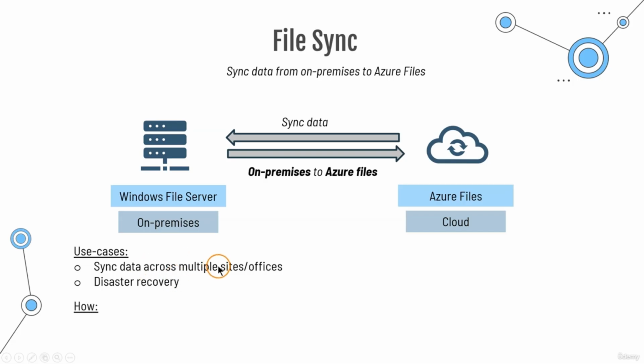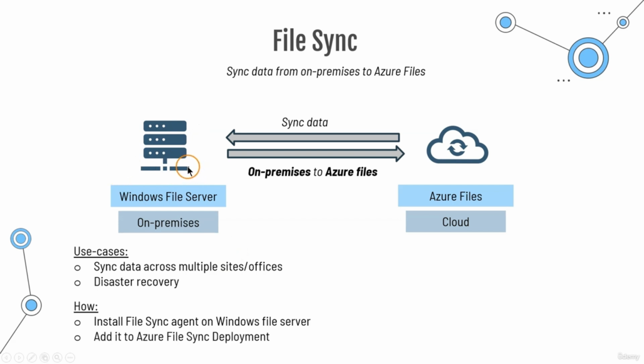And how this works is also very simple. First, we need to install the file sync agent on our on-premise Windows file server. And then we also want to add it to the Azure File Sync deployment in the cloud. And like this, we can define that the data between the two should now be synced. That's the idea of using file sync to sync data from on-premise file servers to Azure Files.